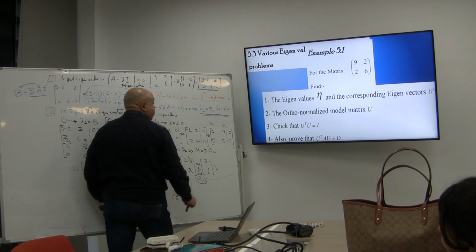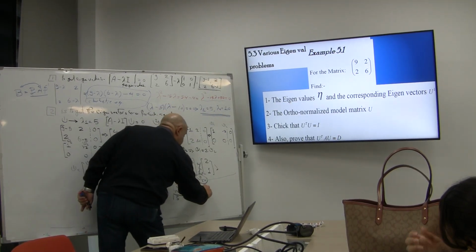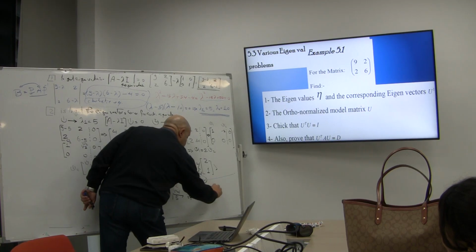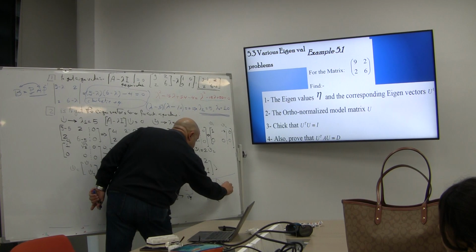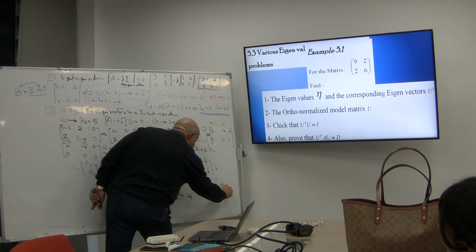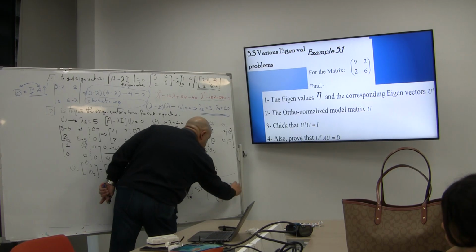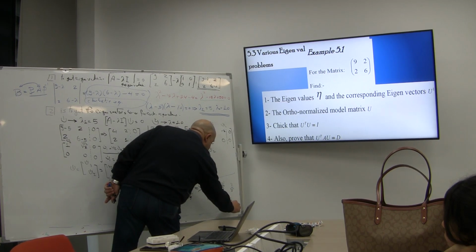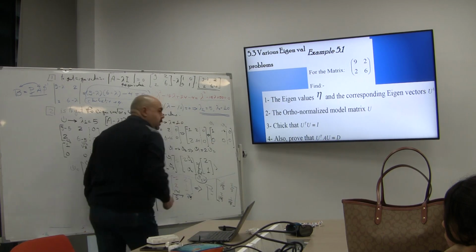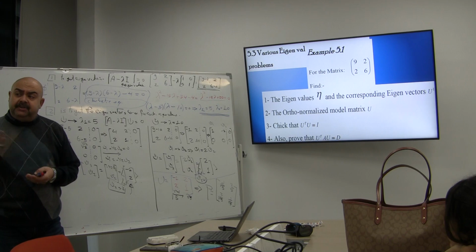Now I have the orthonormalized modal matrix. From this I can get the B matrix, which is going to be negative 1 over root 5, 2 over root 5, 2 over root 5, 1 over root 5. This is the matrix I am talking about, which preserves all the properties I told you about.